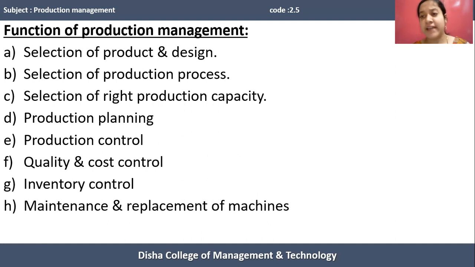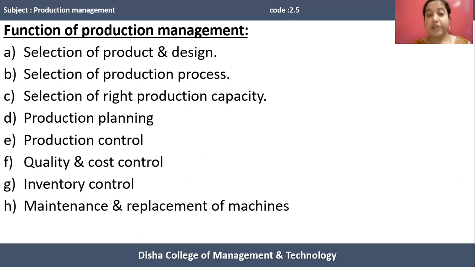In production planning, the production manager identifies the route through which the production can be done, so that production can be done in a smooth manner. The production manager also makes a schedule for production, means at what time how much quantity should be produced, that can be scheduled. Next one is the production control.